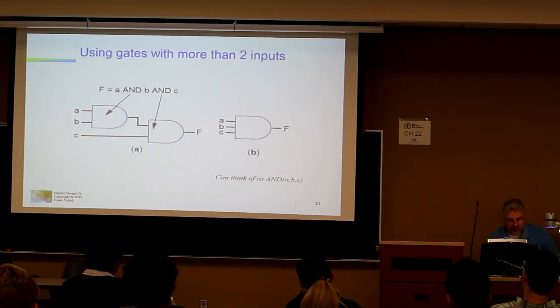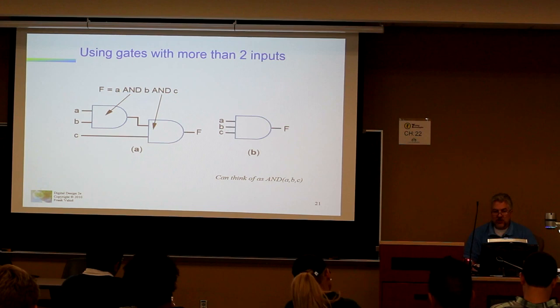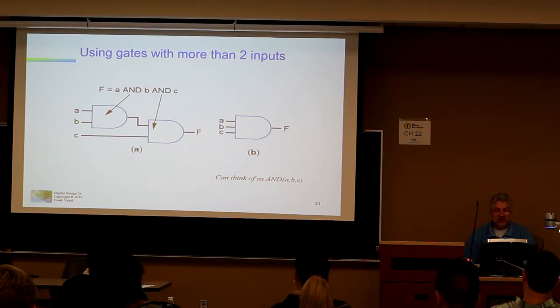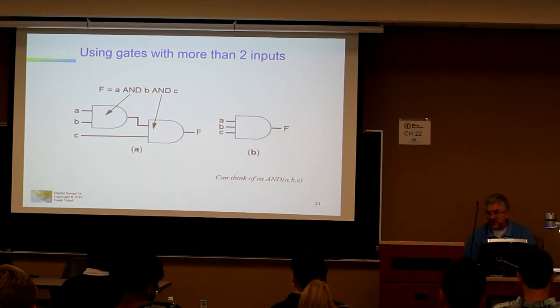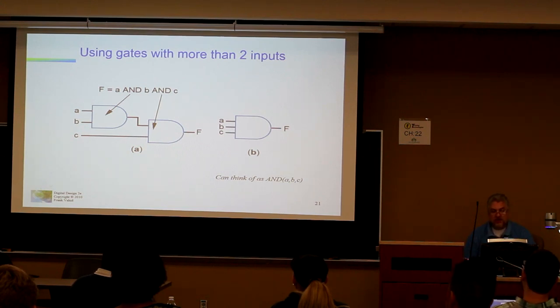Now, we do have the capability, we manufacture parts that have multiple inputs. So in this case, notice that this A and B and C really could be a 3-input AND gate rather than a 2-input AND gate. Now you could do this as well if you had A or B or C. It would be the same thing. You would have a 3-input OR gate. But if you're mixing ANDs and ORs, no, you can't do that.